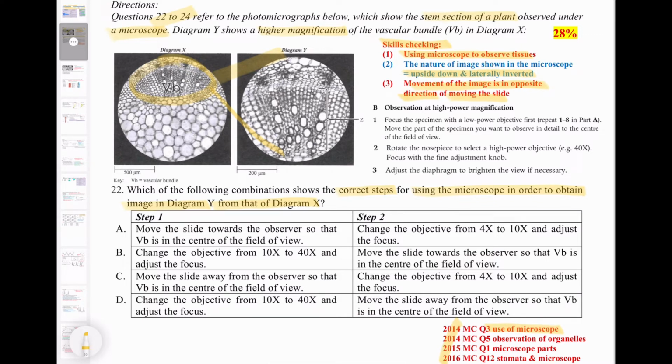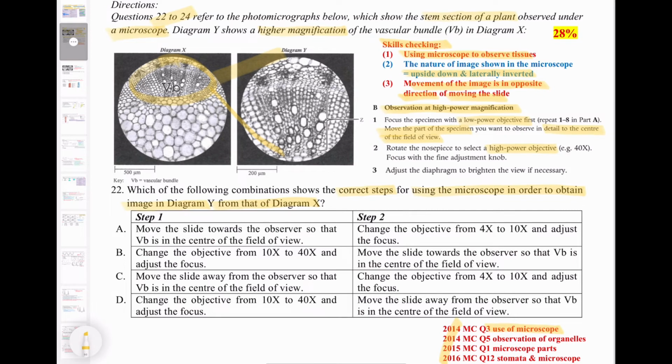And the next concept I would like to talk about is the observation at a high power magnification. We all know that at the beginning, we should use the low power objective first, and then we need to move the part of the specimen we need to observe in detail to the center of the view. Then we rotate the nose piece to select a high power objective and focus with the fine adjustment knob, and then adjust the diaphragm if necessary.